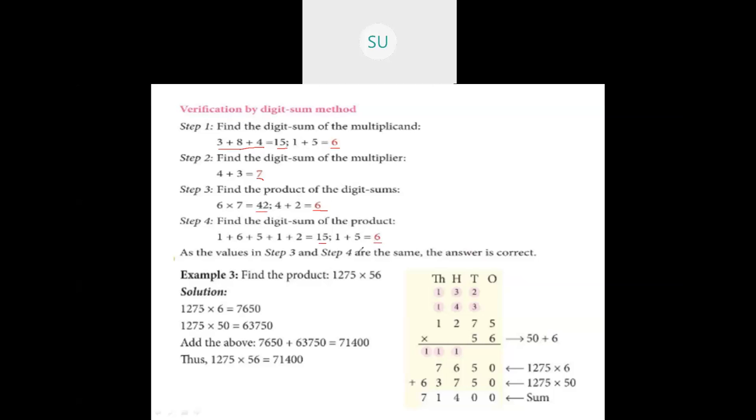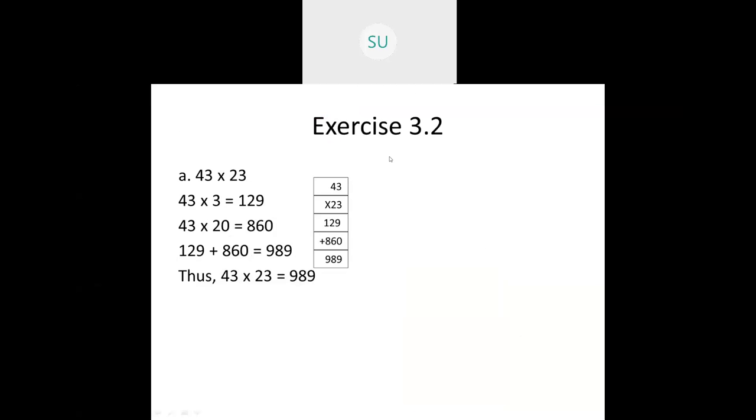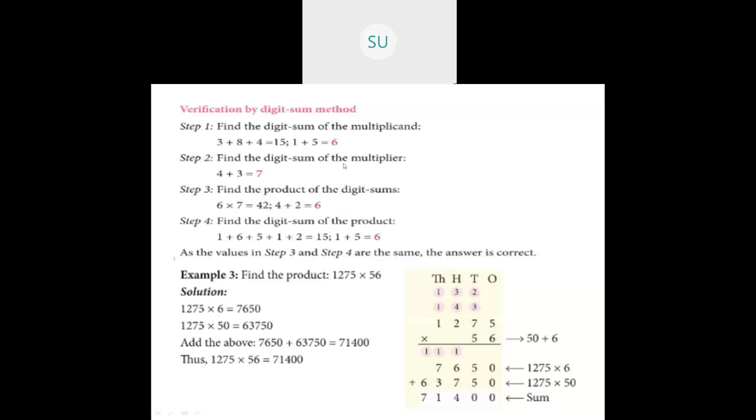Now if you see step 3 and 4, both the answers are 6. Correct? Both are the same, so that means your answer is correct. You'll understand how to do it as you solve the questions. Okay? So basically, this is how you do multiplication with a two digit multiplier. Alright. Now, we'll solve the questions which are given in your textbook.